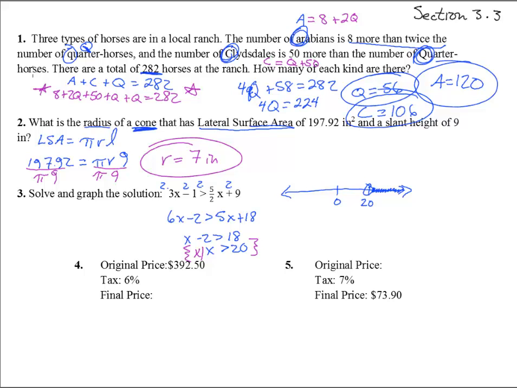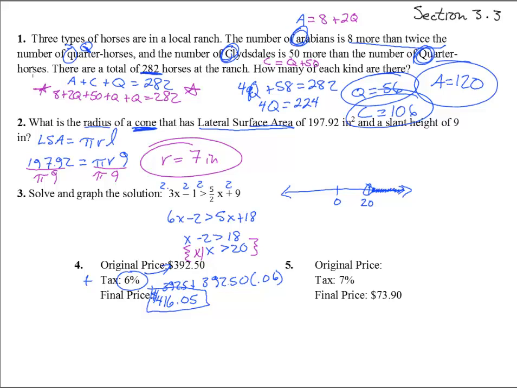Alrighty. Number 4. Original price is $392.50, and the tax is 6%. So that's 6% of that original number, and tax is adding it. So we're going to times this by 0.06, and then add it to $392.50. That should equal the final price. Punch that in the calculator, and we get $416.05. Don't forget to round to the nearest penny.